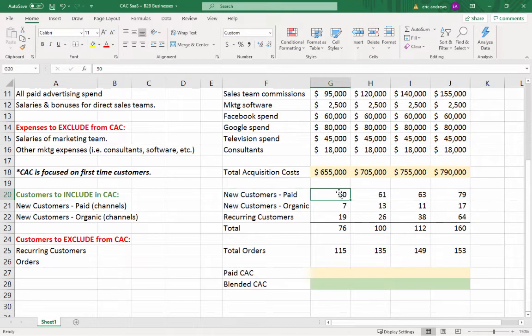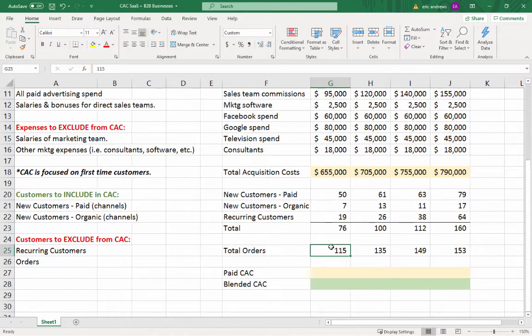So we're saying 50 customers came through our paid channels, and these are new customers. And then we're saying 7 new customers came through organic channels. So not through our paid advertising, but they are new customers and they did buy, and we didn't do any advertising to get them to buy. Okay, what about recurring customers? Do we include those people? No, we do not include that in CAC.